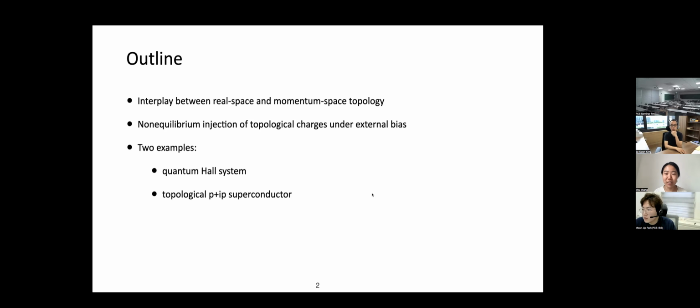So topological matter in the sense that the matter has momentum space topology, and it also has topological charges due to real space textures. And I will give two examples. One is the quantum Hall system, where topological charges are skyrmions, and it is a well-known topological matter. And the second example is a topological p plus ip superconductor, where the topological charges are the superconductor vortices with Majorana zero modes.